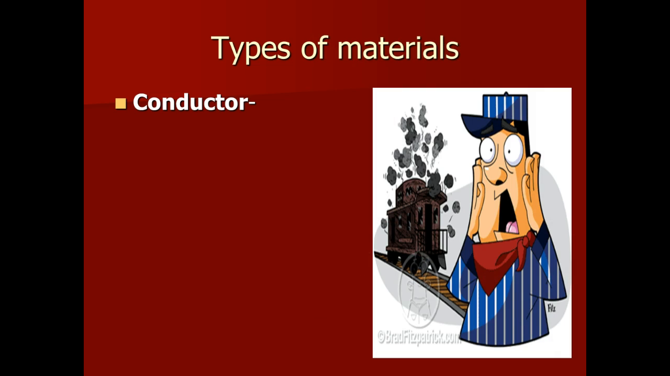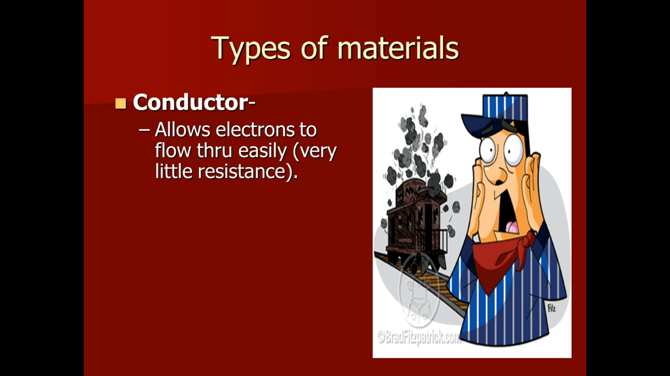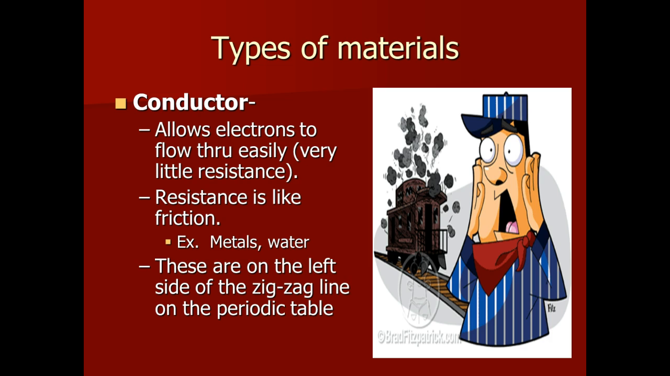Different materials allow and prevent charges from moving between them. Conductors allow electrons to flow through them easily. Very little resistance, if at all. Resistance is like friction. Think of it as slowing down those electrons. Metals and water are great conductors. These are on the left side of the zigzag line on your periodic table of elements.